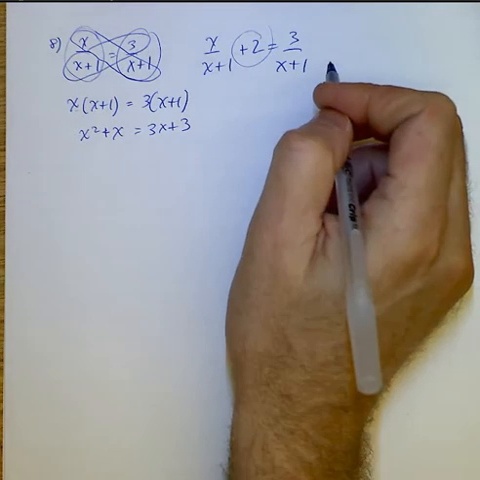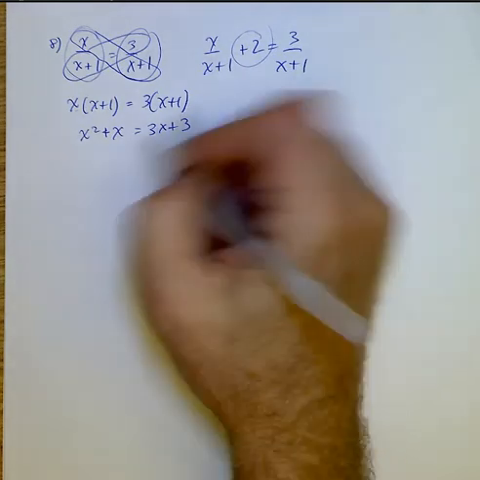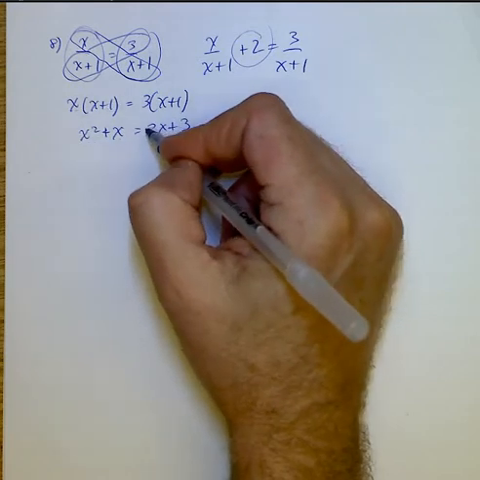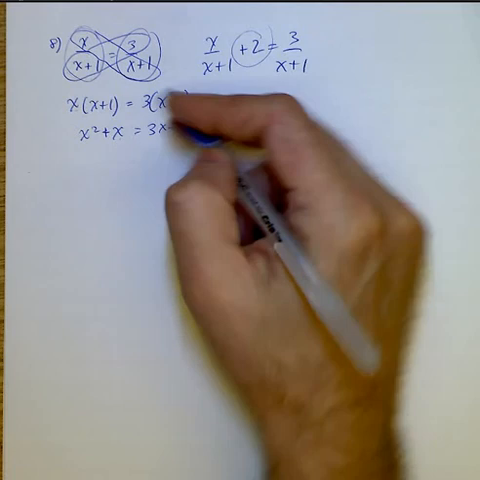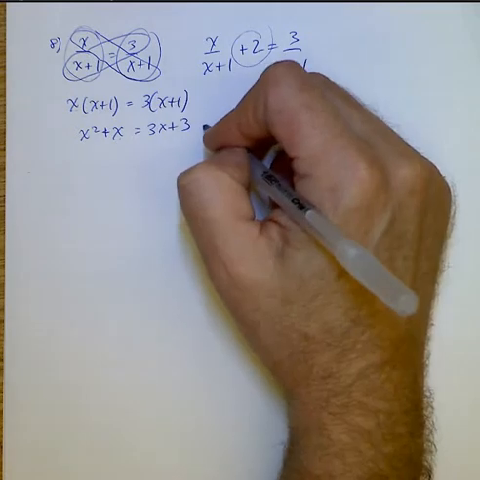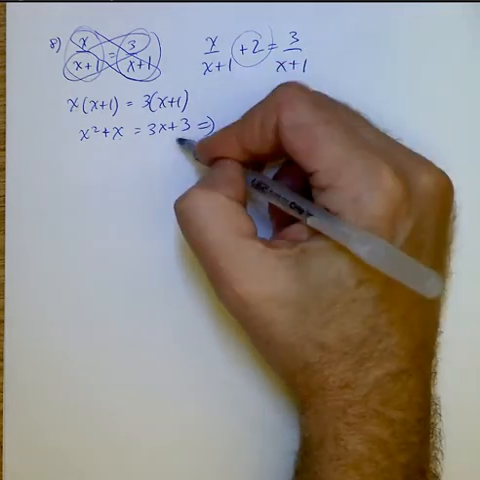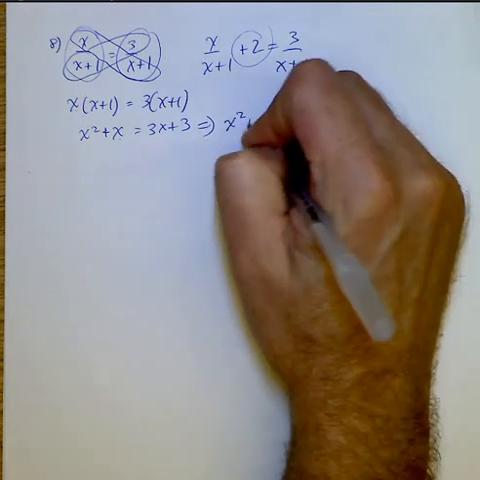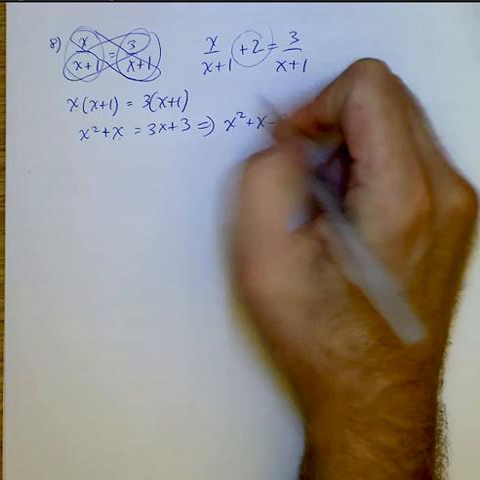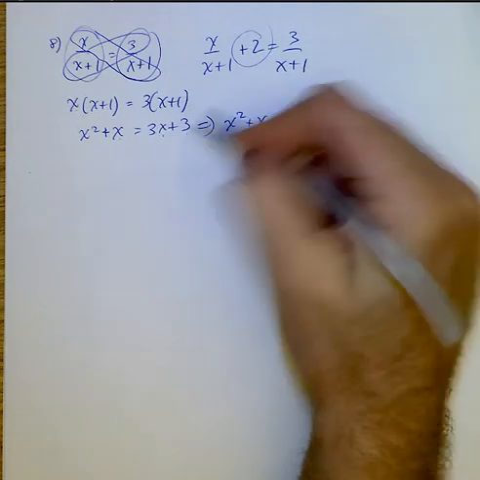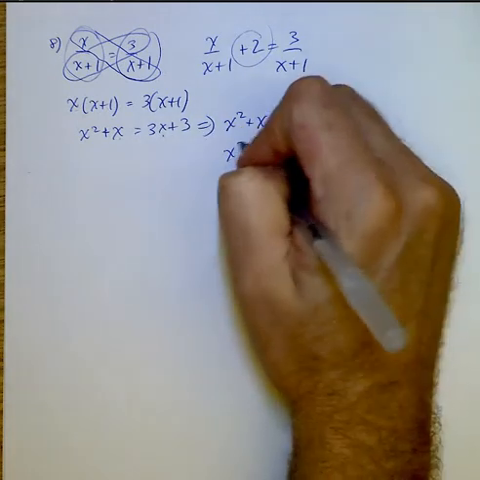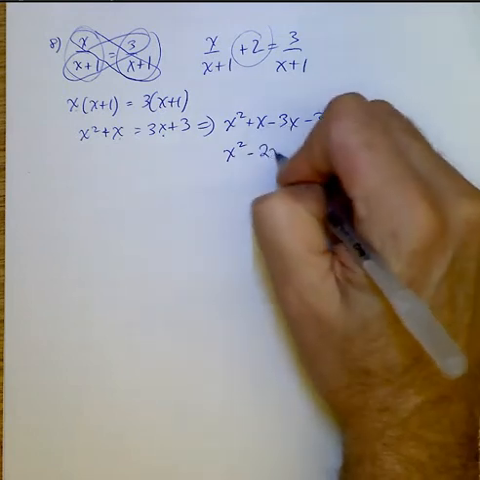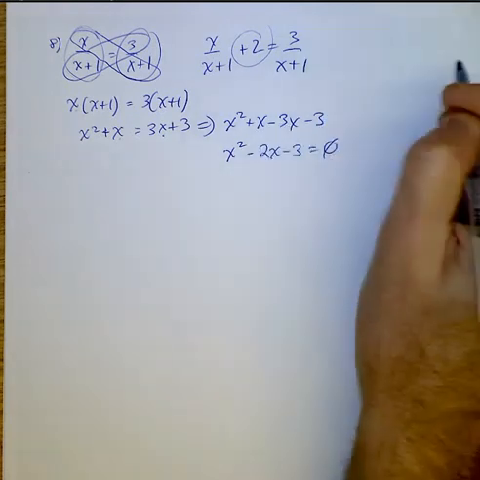Now we have to solve. Because it's a quadratic, and we have x terms and constants, that should be a clue for you to put everything on one side and set it equal to 0. So I'm going to move everything that's on the right over to the left. I'm going to get x squared plus x, minus 3x, because we move the 3x over, and then minus 3. Combining like terms, x minus 3x makes minus 2x, minus 3 equals 0. So that's the equation that we have to solve.